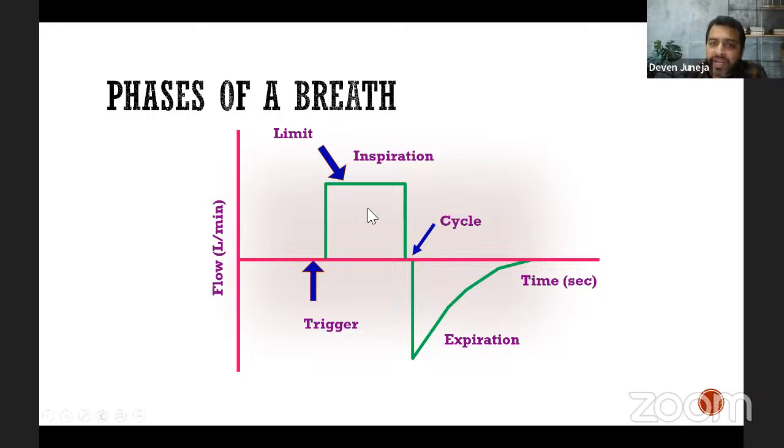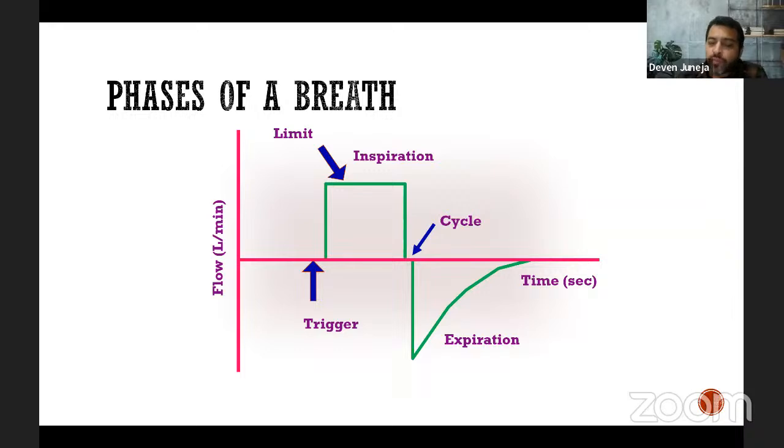Then we need to have certain limits when to limit the inspiration. And the importance of these phases of breath is that you must understand that most of the oxygenation happens during the inspiratory phase, and most of the ventilation, that means removal of CO2, happens during the expiratory phase. So if the problem is associated with oxygenation, it is the inspiratory phase where you need to make the changes. And if the problem is with the CO2 removal, then the expiratory phase is where you should concentrate.